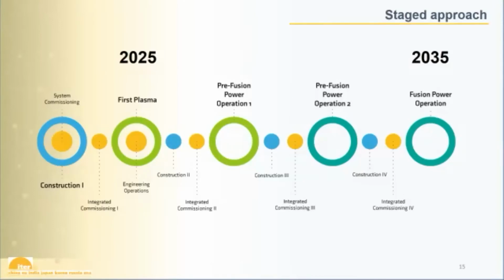And so this is when we have first plasma, which is a check plasma, a political plasma. That's when we test the vacuum systems and the magnets. And when that all works, we will have further stage approaches to full power operation, which we expect to happen in 2035.